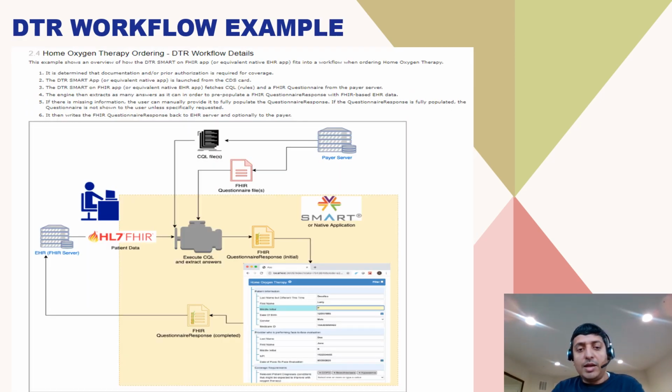We'll look at a DTR workflow example here. This is a home oxygen therapy ordering workflow example. The example shows an overview of how the DTR Smart on FHIR app works when ordering the home oxygen therapy. It determined that documentation and or prior authorization is required for coverage. The DTR Smart app or equivalent native app is launched from the CDS card.